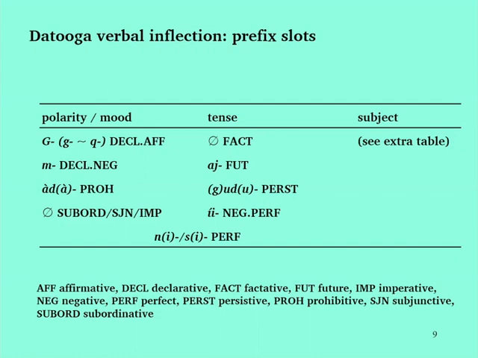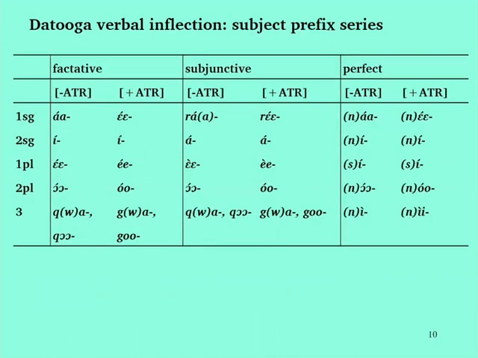And the second observation pertains to the subject markers themselves. They seem to come in three mutually exclusive sets, which are given in full in the next slide, which is this one. Their distribution seems to be determined by semantic criteria. So we have a factative series of subject indexes versus a subjunctive or dependent series of subject indexes. And a third one for the perfect tense, which is given here just for the sake of completeness. We won't be dealing much with that one.